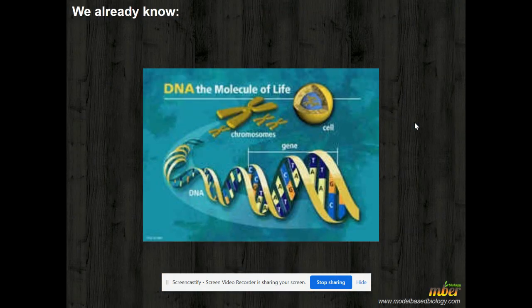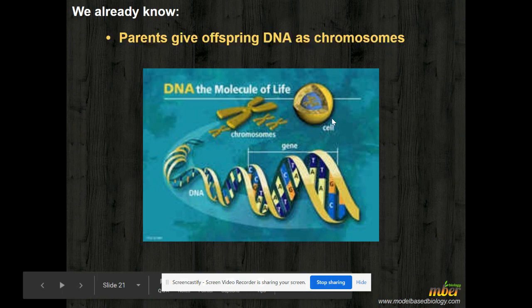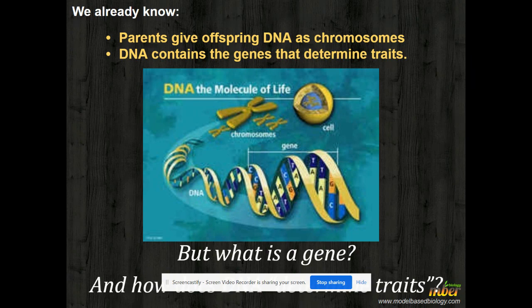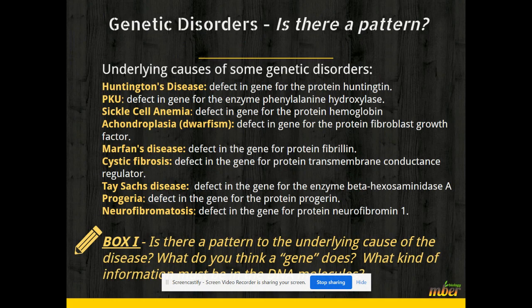Right? So what we already know is that DNA is the molecule of life. It is folded up into chromosomes, and those chromosomes live in the nucleus of a cell. Parents give offspring DNA as chromosomes. DNA contains genes that determine traits. But what is a gene? And how does it pass on traits?